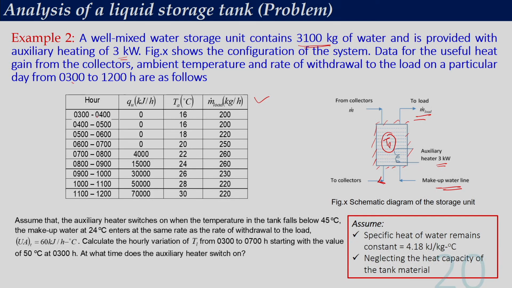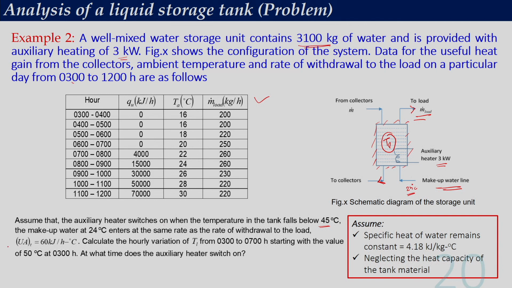Q is 0 from 3 to 4 because the collector will be off at that time, no solar radiation will be there. So, till 7 o'clock Q is 0, and how T_A varies is given here, and m_load is given because the system is on. Assume that the auxiliary heater switches on when the temperature in the tank falls below 45 degrees C. The makeup water at 24 degrees C enters at the same rate as the rate of withdrawal to the load.